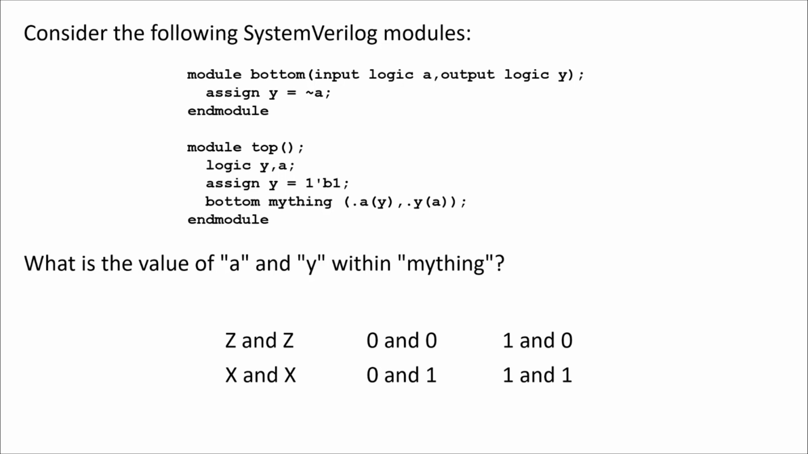Okay, but inside of my thing, we're actually in the bottom module, because that's what my thing is. And so y is going to be the output. We don't know what that is yet until we consider the input. The input is going to be whatever y is here. So y is 1, so the input is 1. And so then that's going to be complemented to become 0. So y is going to be 0 and a is going to be 1. Make sense?